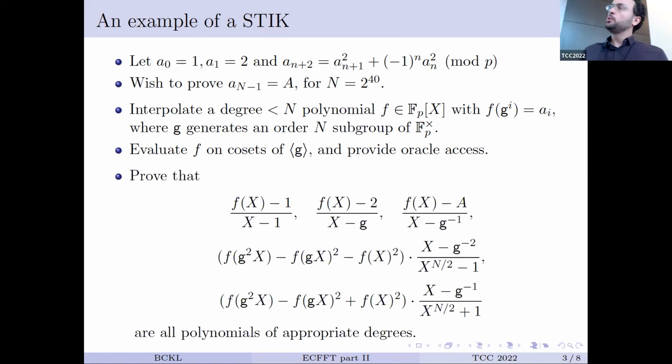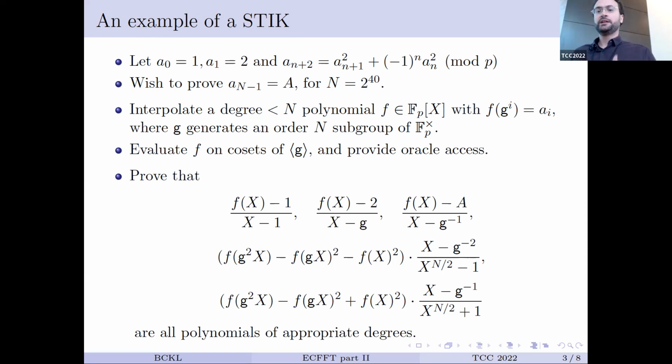After we evaluate that, we want to show some things about this function. We have these 5 rational functions that depend on the function f, and we want to prove that all of these are low-degree polynomials. Why do we want to do that? We have 2 kinds of functions here. So the first 3 are boundary constraint polynomials. They just encapsulate the fact that a_0 is 1, a_1 is 2, and a_{n-1} is minus 1.